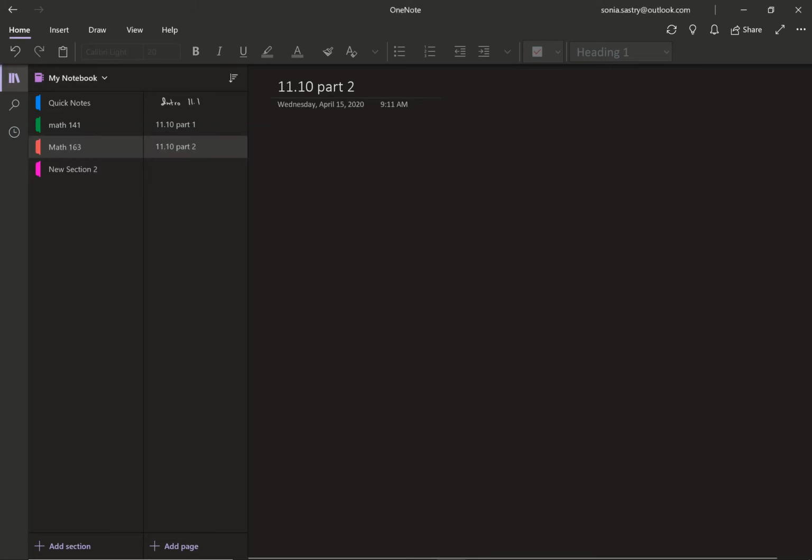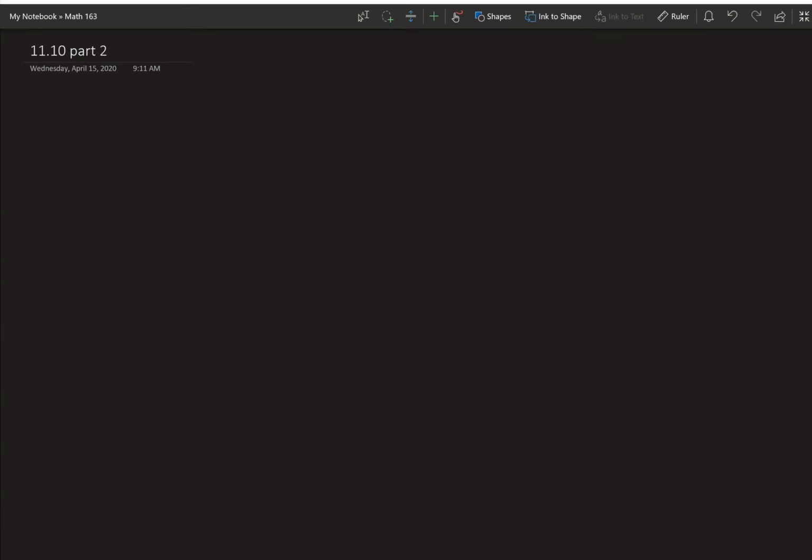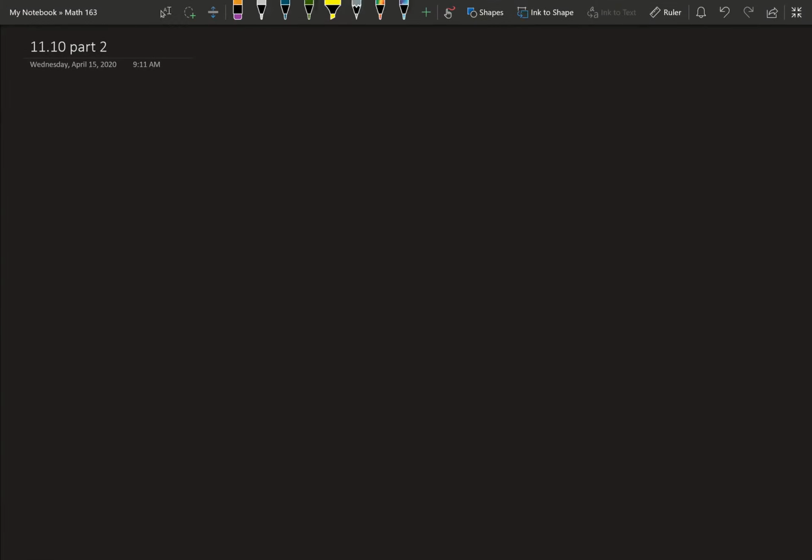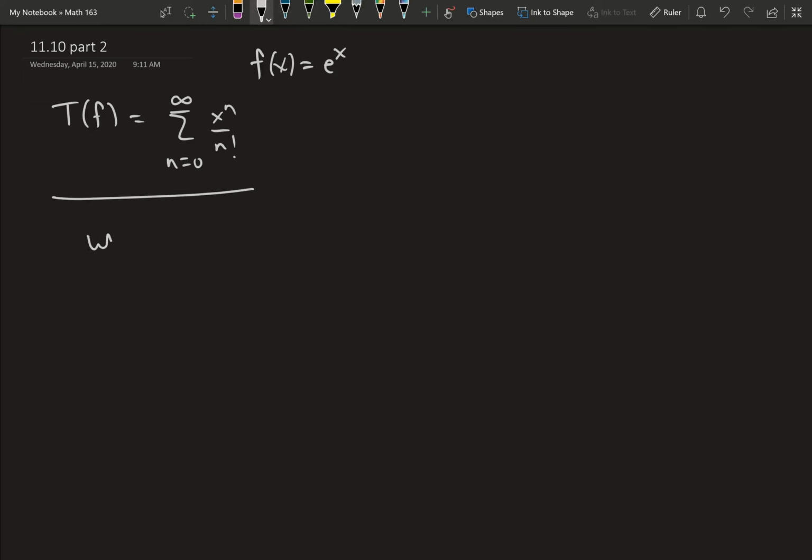Okay, so we're going to continue with part 2 of 11.10, and what we ended with was that given f of x being e to the x, the Taylor series was the sum of x to the n over n factorial, where n started from 0 and went to infinity. So what we want to check is, why does this equal e to the x? Because our hope is that that actually does equal e to the x.